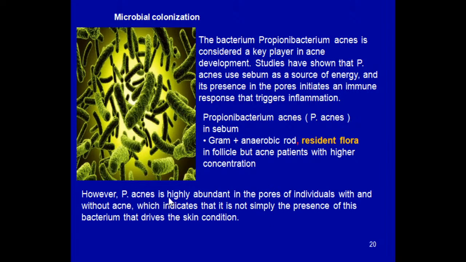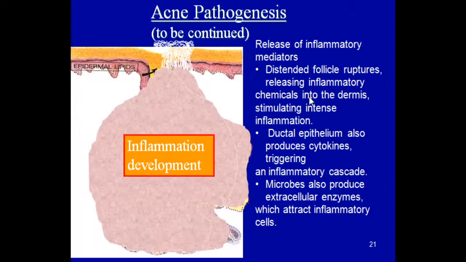However, Propionibacterium acnes is highly abundant in the pores of individuals with and without acne, which indicates that it is not simply the presence of this bacterium that drives the skin condition. Release of inflammatory mediators: the distended follicle ruptures, releasing inflammatory chemicals into the dermis, stimulating intense inflammation. The ductal epithelium also produces cytokines, triggering an inflammatory cascade. Microbes also produce extracellular enzymes which attract inflammatory cells.